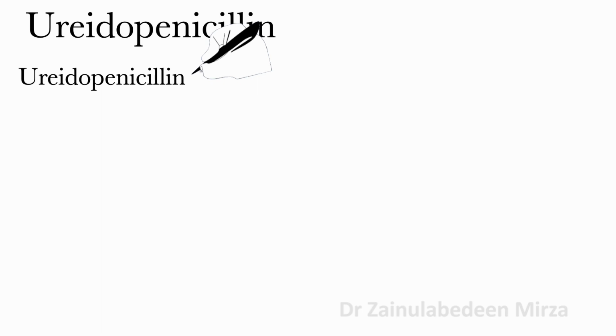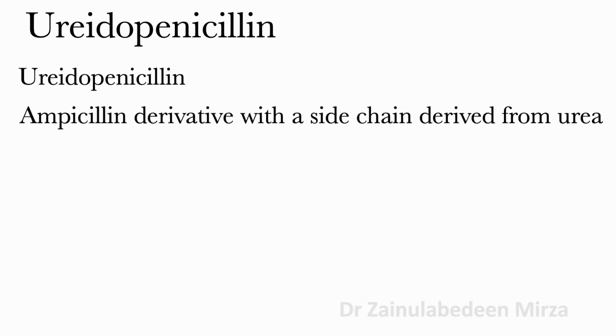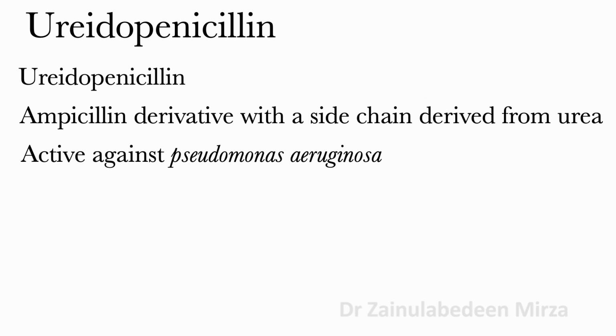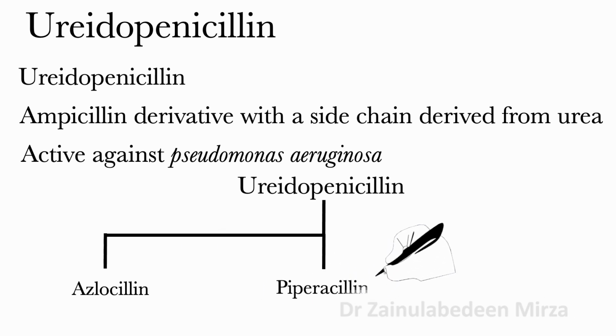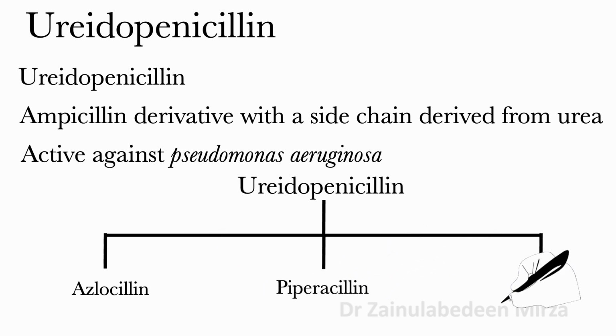Ureidopenicillin is an anti-pseudomonal penicillin that is an ampicillin derivative with a side chain derived from urea. Ureidopenicillins are used particularly against infections caused by gram-negative bacteria such as Pseudomonas aeruginosa. There are three ureidopenicillins: azlocillin, piperacillin, and mezlocillin.